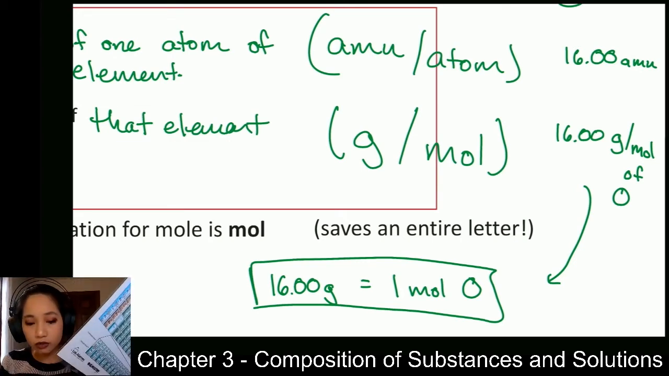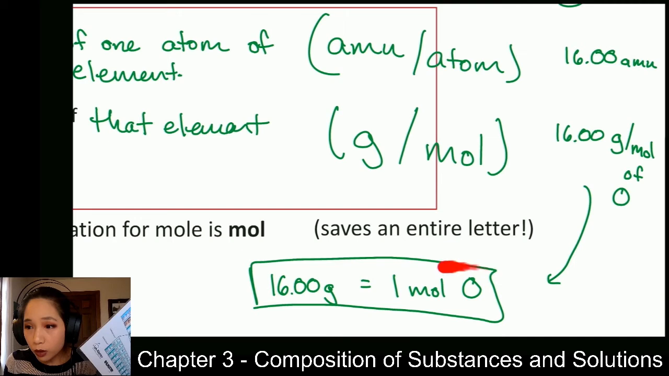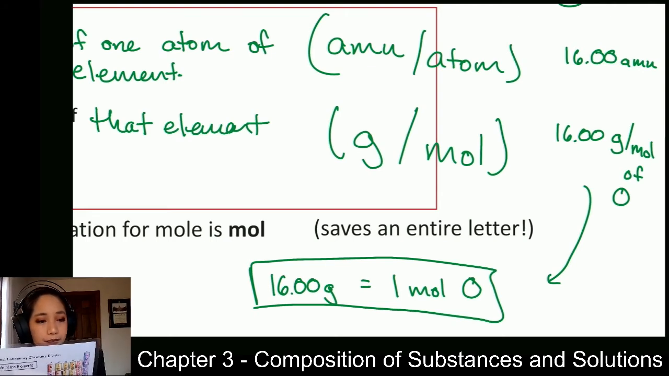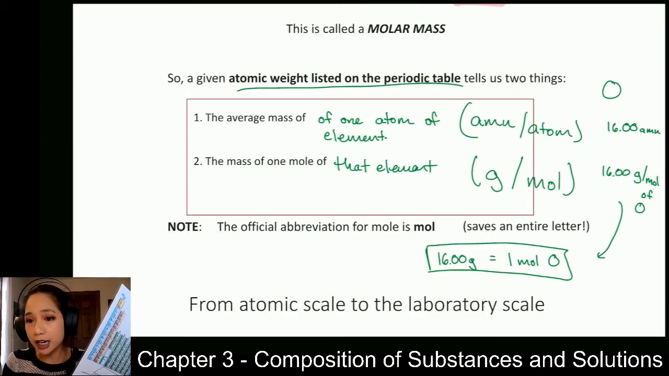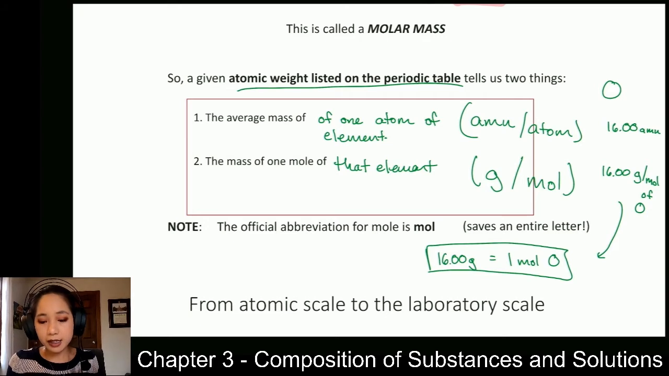So oxygen just so happens to be, 1 mole of oxygen will weigh exactly 16.00 grams, or neon, 1 mole of neon will equal 20.18 grams. So those atomic masses, or sorry, those numbers, the atomic weights listed on the periodic table can tell us two things: the mass of one atom in AMU of that element, or the mass of 1 mole of that element in grams.